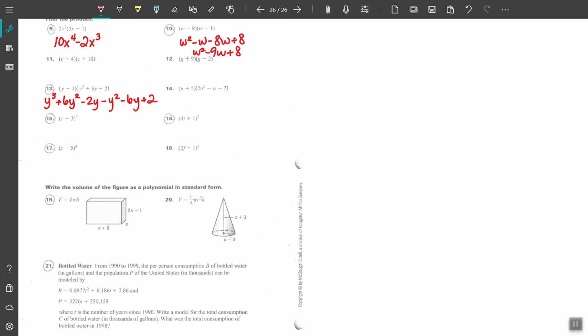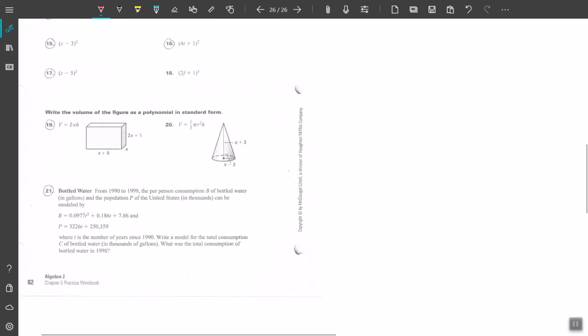And then to be completed, we have to combine our like terms. We have a 6y squared and a negative y squared that gives us a positive 5y squared. Combine those two y terms to give us negative 8y, and then I only have one constant. And so here we go. You've got those four terms that can't be combined in any other way. So that is simplest terms.